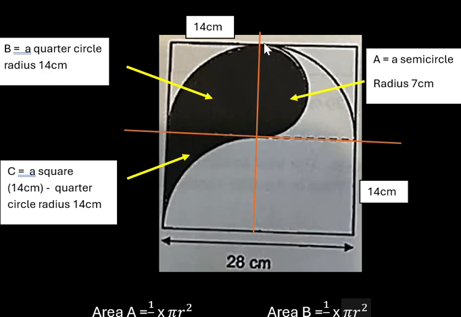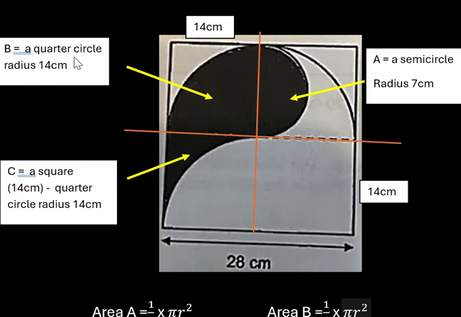Okay, let's look at area A. Area A, if you look properly, is actually a semicircle of radius 7. Why is it radius 7? Because the side of the square is 28, which means that half of it is 14. So this is 14, this is 14, this is 14 as well. So which means that this is 14 and the radius has to be 7.